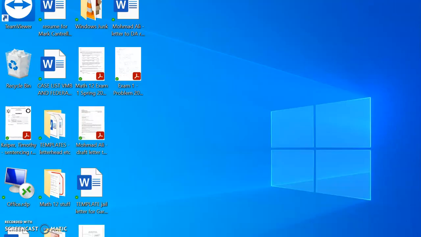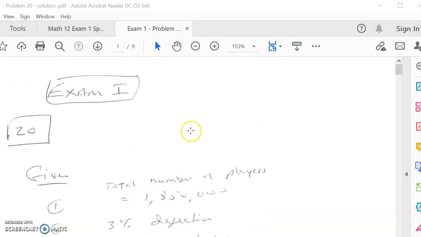Bear with me here. Close this. Hang on one second. Okay, so here's my solution. It took me 9 pages to solve this.